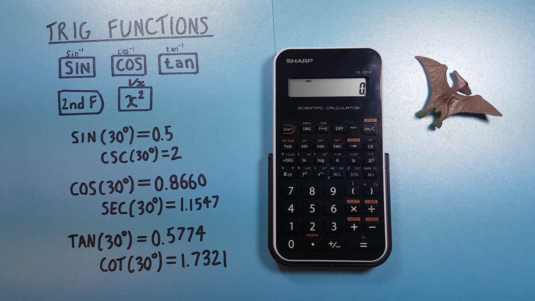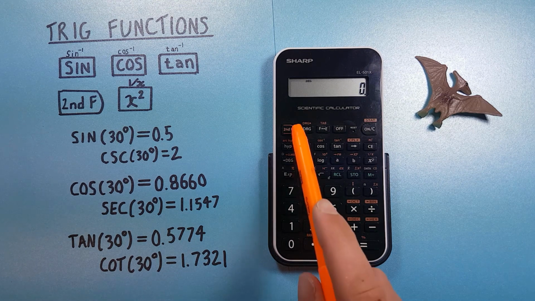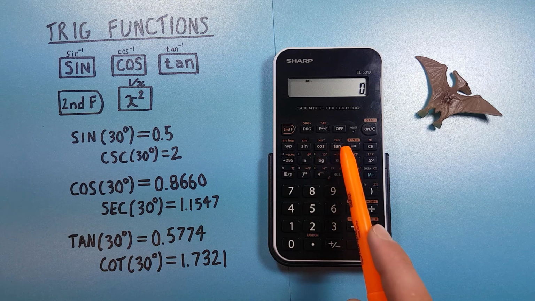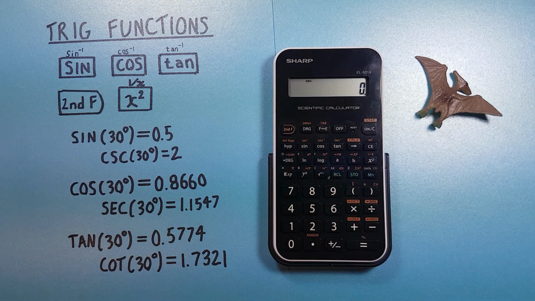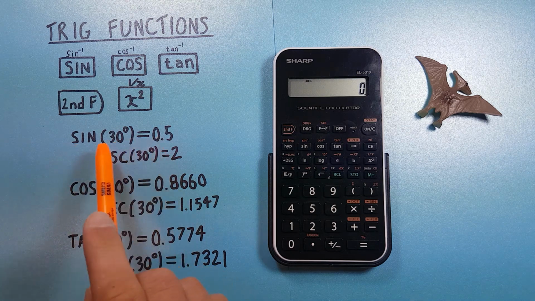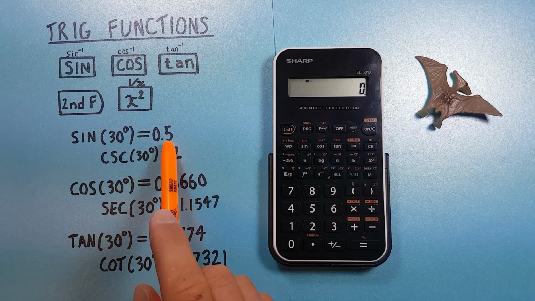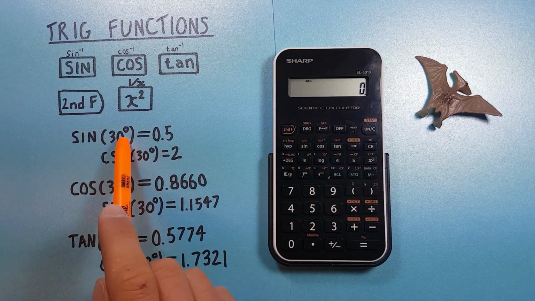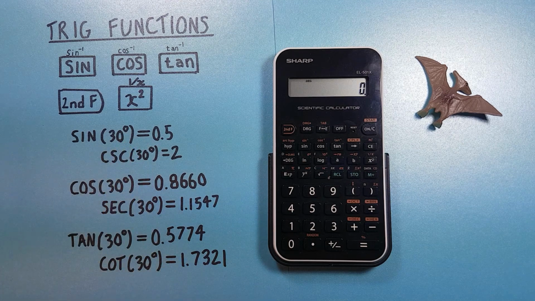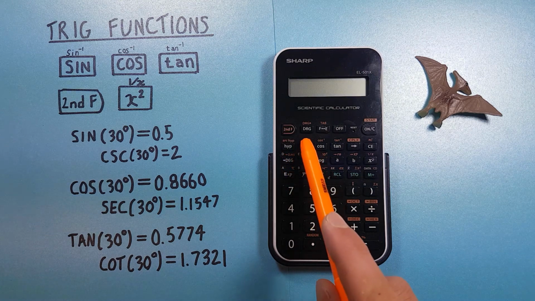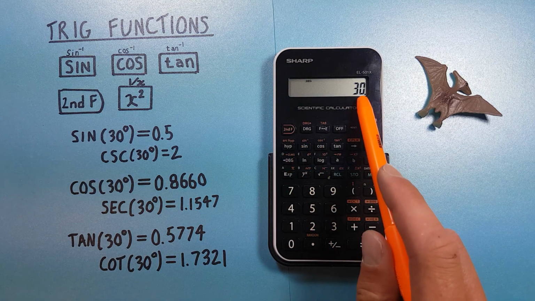Now this calculator can also do arcsin, arccos, and arctan by using the second function of the sine, cos, and tan keys. What this does is let us take the result of our sine, so say for example sine 30 degrees, which gave us 0.5, and go backwards to find the 30 degrees that we used. So here we go. If we have 0.5, second function sine, or arcsine, gives us 30.